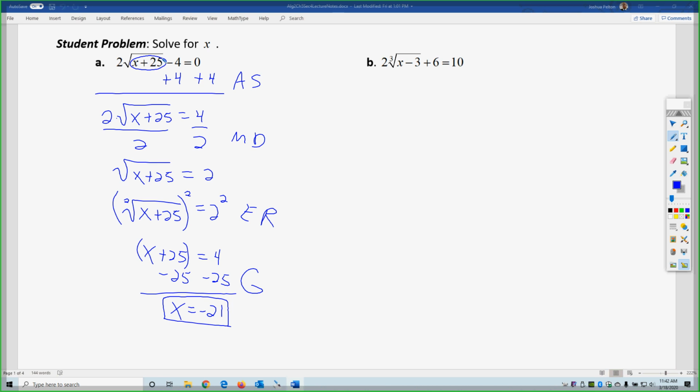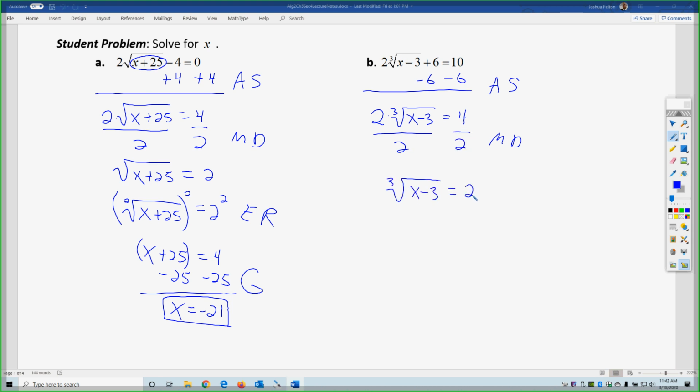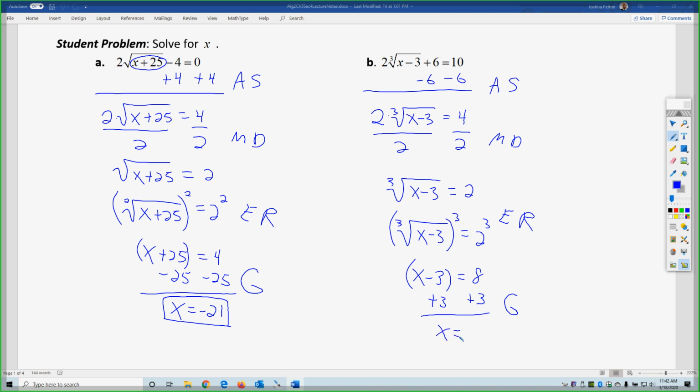Okay. Next one. Add subtract step, minus 6. 2 third roots of x minus 3 equals 4. Multiply, divide step, divide by 2, divide by 2. Third roots of x minus 3 equals 2. Exponents and radical, so to cancel a third root, we need a third power, which is 2 to the third on the other side. So that gives us x minus 3 equals 8, and grouping symbol, add 3, so x equals 11.